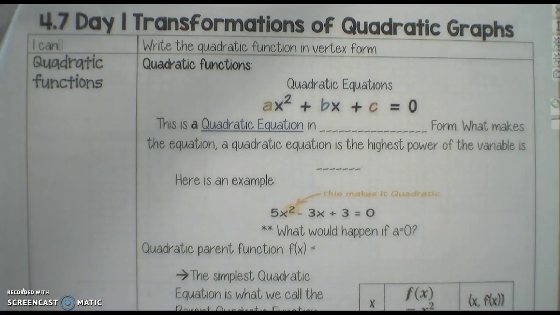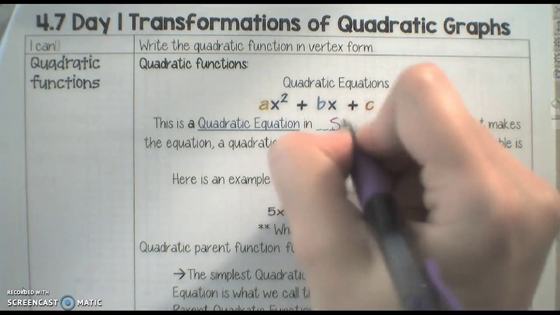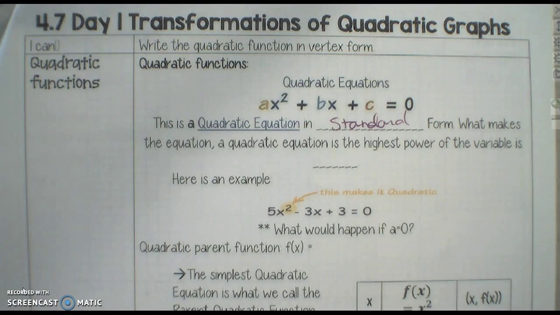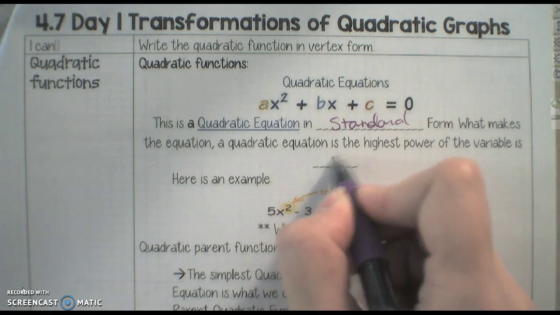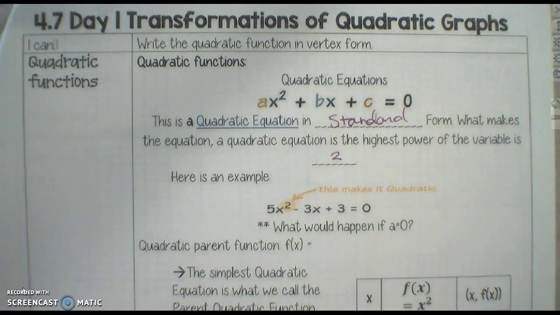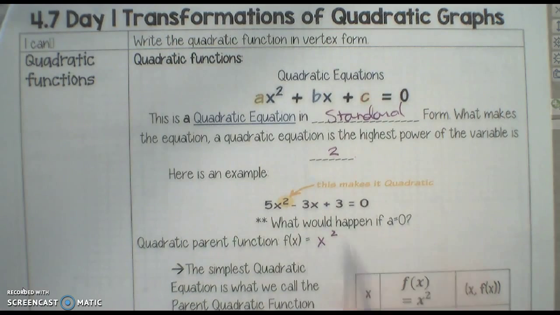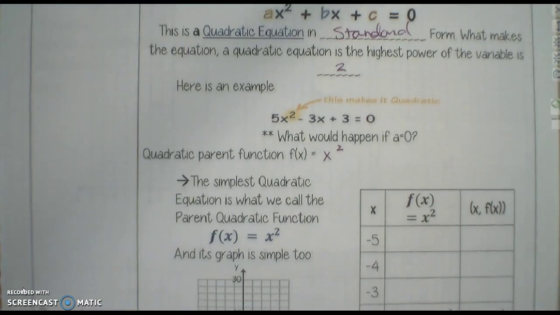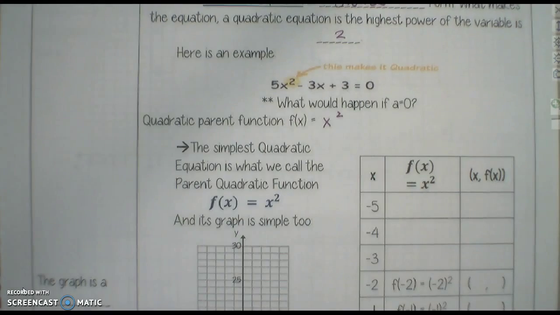All right, so for 4-7, day 1, we're going to be graphing some quadratics here. So we're going to be looking at them when they are in standard form, and the highest power is going to be squared, so to the second power. So our parent function is just x squared if we didn't have anything transforming it. So let's take a look at what that graph would look like down here.